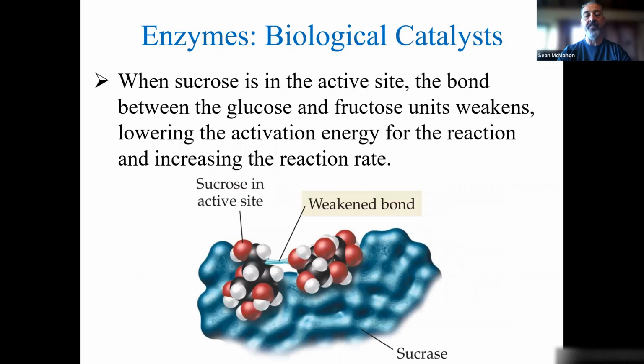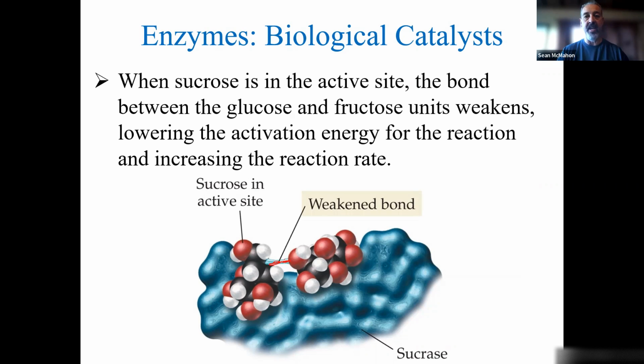Now, how does that occur? Well, essentially, what an enzyme does is it has a particular active site where the substrate sucrose can fit in. And that puts it in the proper orientation that I was talking about earlier for effective collisions. So if it's in the proper orientation, now it's much easier to break the bond. Now, why is that? It puts it in an allosteric position where now this bond is easily broken.